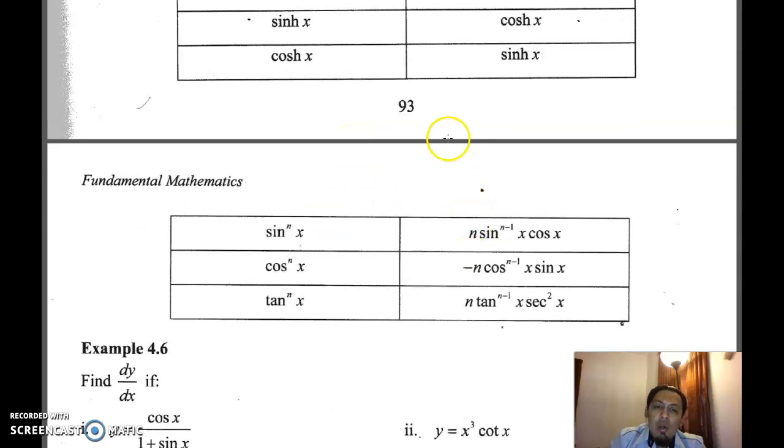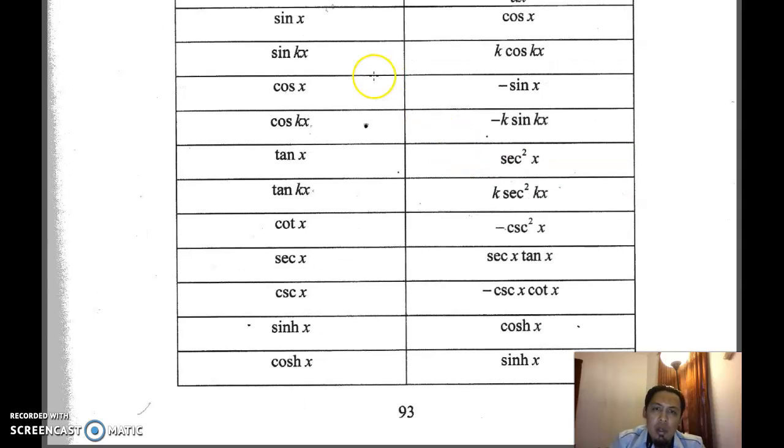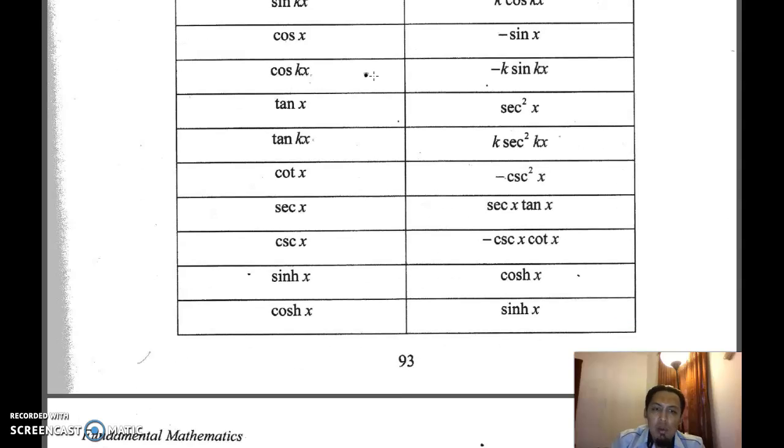You can look at YouTube and you'll see that there are some videos that share how to actually memorize this. There are tips there, you can try to look at that.